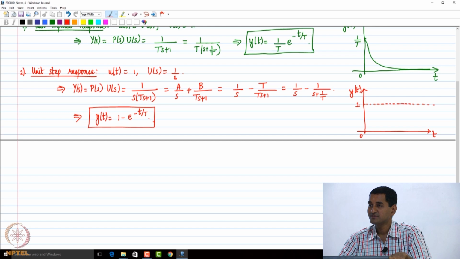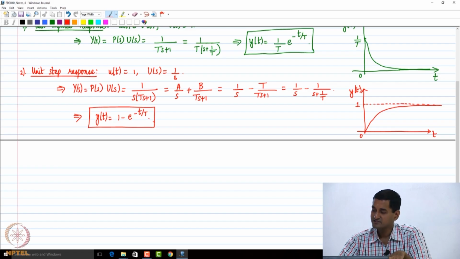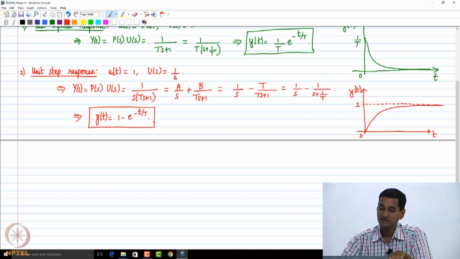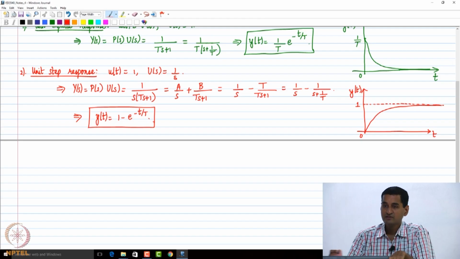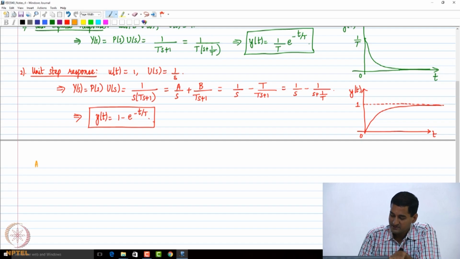So the initial value is 0, as you can readily observe, and what's going to be the profile of y of t? It's going to increase from 0 and just go to 1 as t tends to infinity. Okay, so that's the unit step response. Okay, so there are a few observations that one could make from the unit step response.